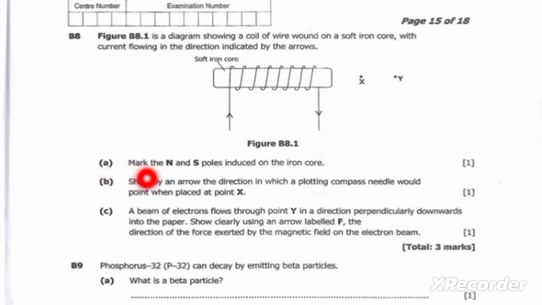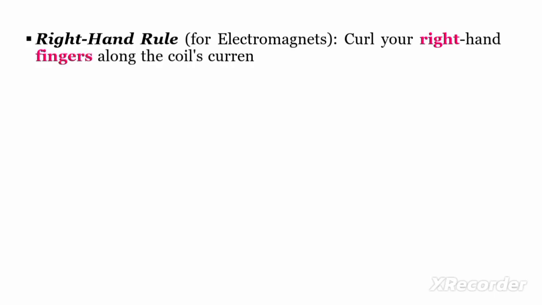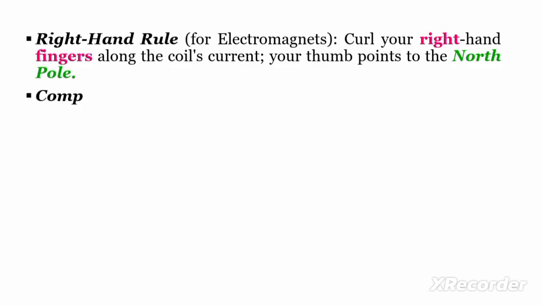B8A, mark N and S poles. Mark north and south poles induced on the iron core. So they want us to mark the N and S poles. We are going to use the right hand rule for electromagnets. Curl your right hand fingers along the coil's current. Your thumb points to the north.